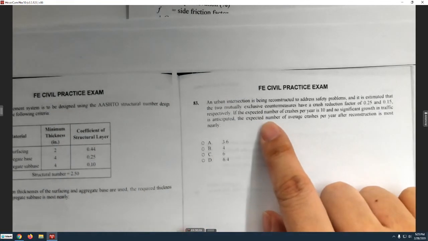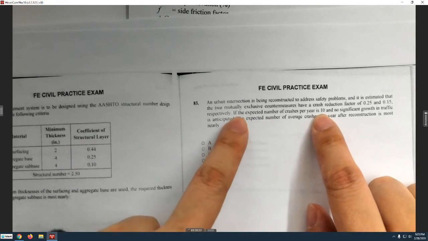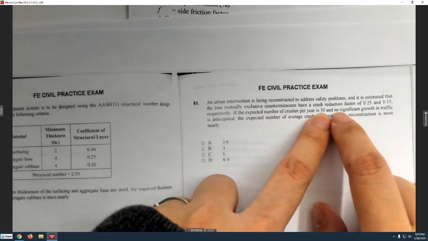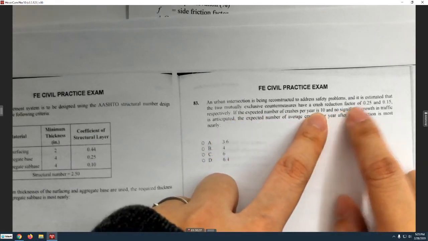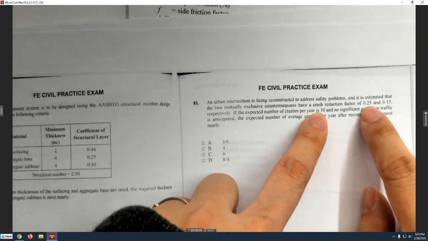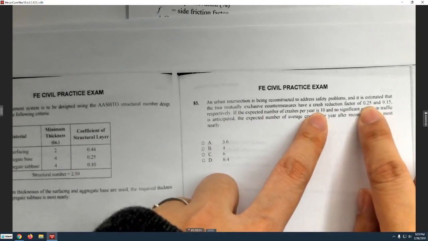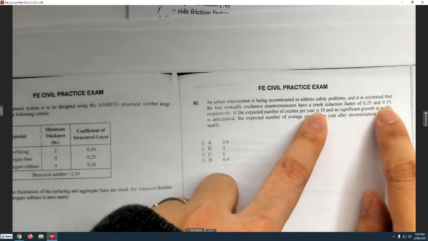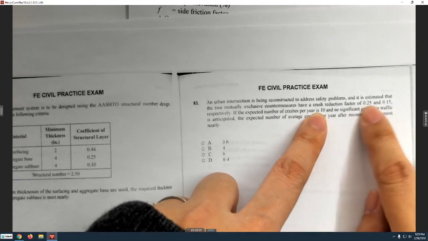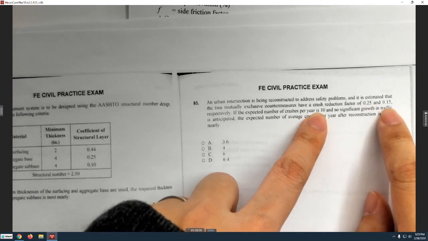This one says the number of crashes per year is 10. Then two mutually exclusive countermeasures have crash reductions of 0.25 and 0.15. These two numbers are not additive. They are sort of multiplicative.